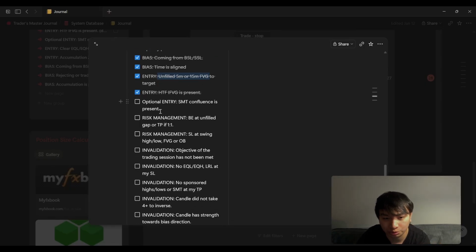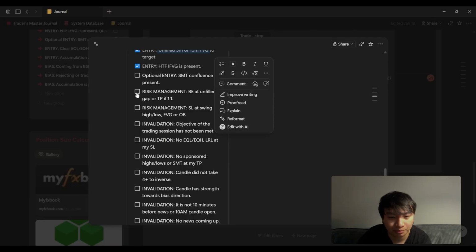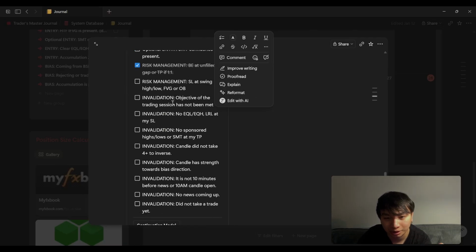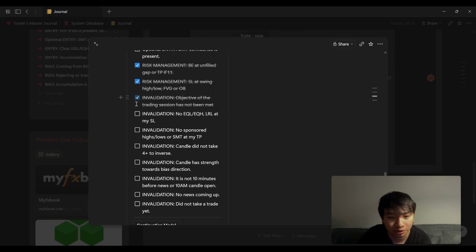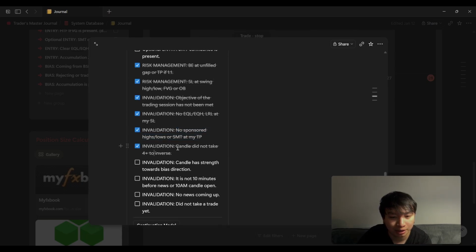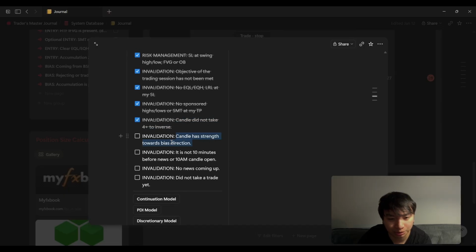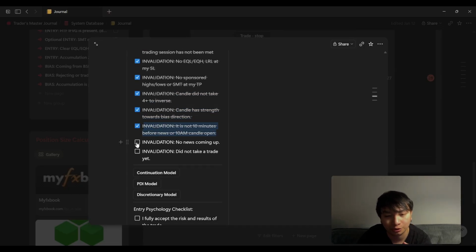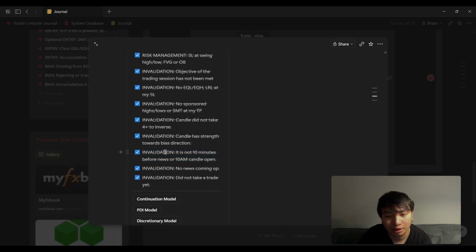The higher time frame inversion was what we traded. There was no SMT. We broke even, or we can break even. TP at 101. The 5 minute was the 1-to-1. All these things you can see that we invalidated. There was no sponsored high. The candle did not take 4 plus. There was strength towards it, and I believe it wasn't 10 minutes before. There was no news, and we did not take a trade yet.